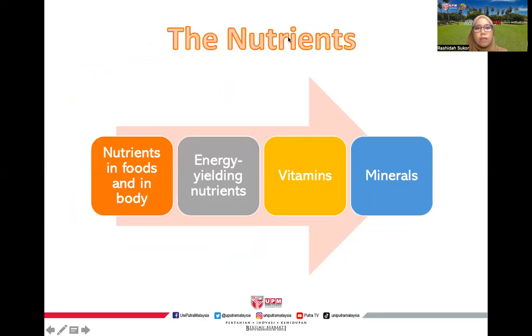Okay, as we understand, what is a nutrient? Nutrients in foods. We can get the nutrients from food, and some of the nutrients are also stored in our body. Nutrients can also yield some energy when we take them. Nutrients also include vitamins and minerals. We call these vitamins and minerals micronutrients.